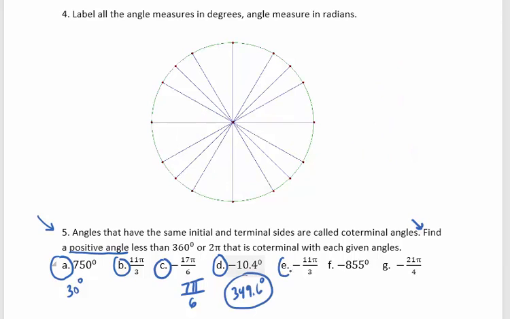Okay, now let's take a look at question E. Again, we're traveling in a negative direction, but we want to list this as a positive coterminal angle. So go ahead and pause your video player now and answer question E.